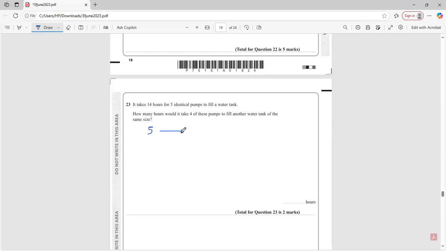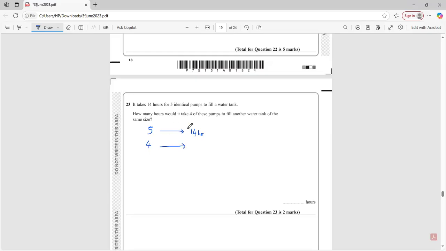I usually multiply the hours by the... Oh, you just multiply the hours, 14 multiplied by 5. Oh, really? Okay. Well, this is how I go about mine.